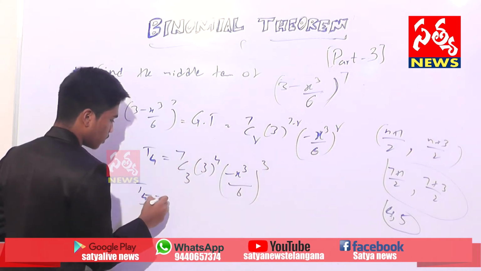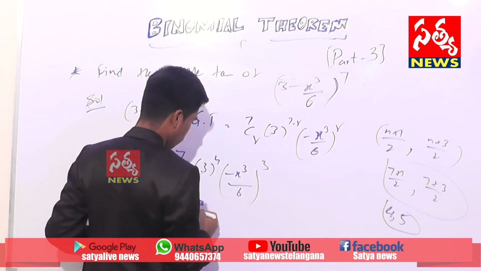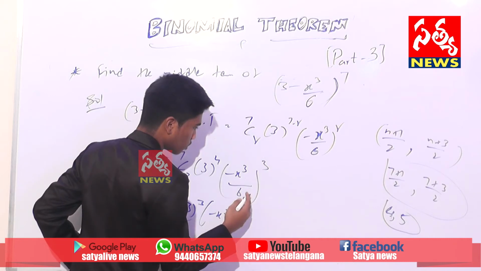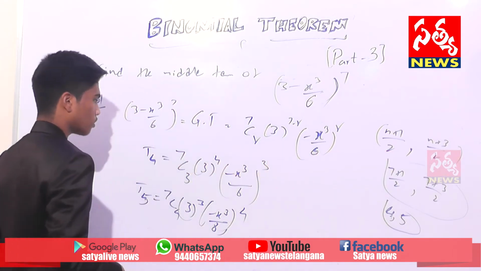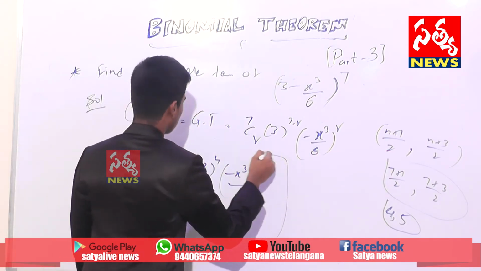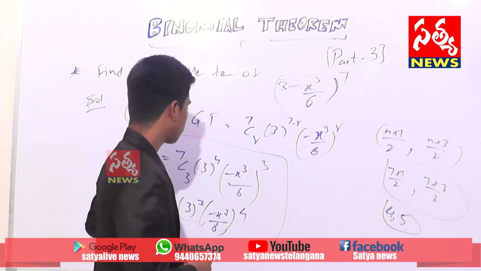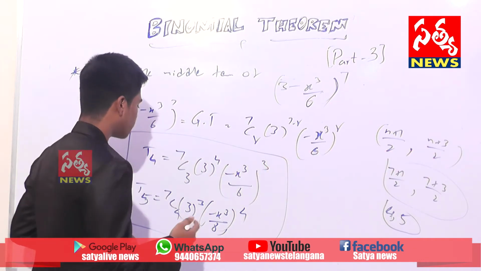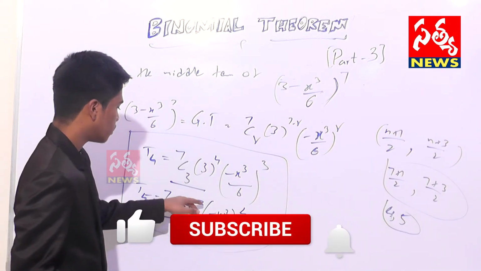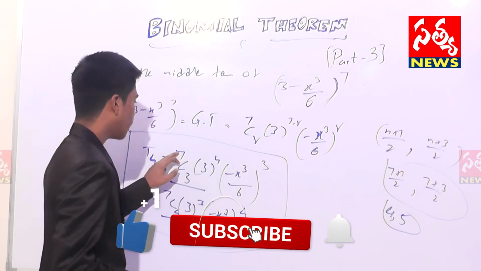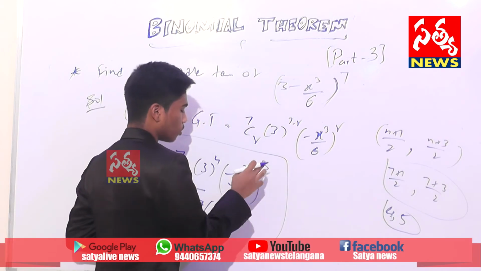And next is T5. T5 means the r value is 4: 3 power 3 minus x cube by 6, whole power 4. These are the middle terms of the expansion: 3 minus x cube by 6, whole power 7. If they ask for the greatest coefficients, the expansion terms 7C4 into 3 cube into minus 1 by 6 whole power 4 and 7C3 into 3 power 4 into 1 by 6 whole cube are the same.